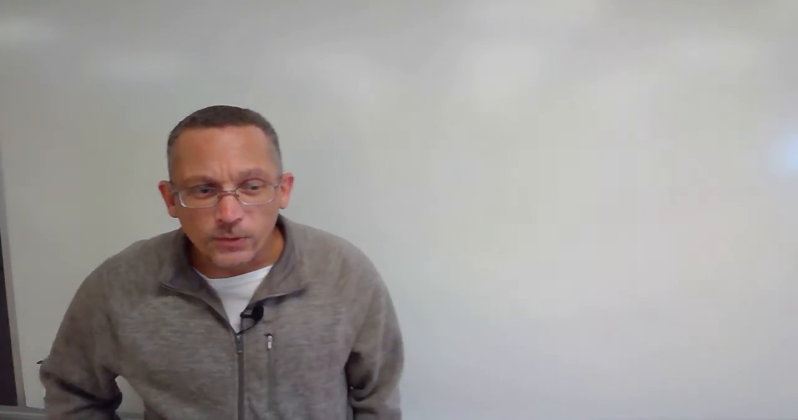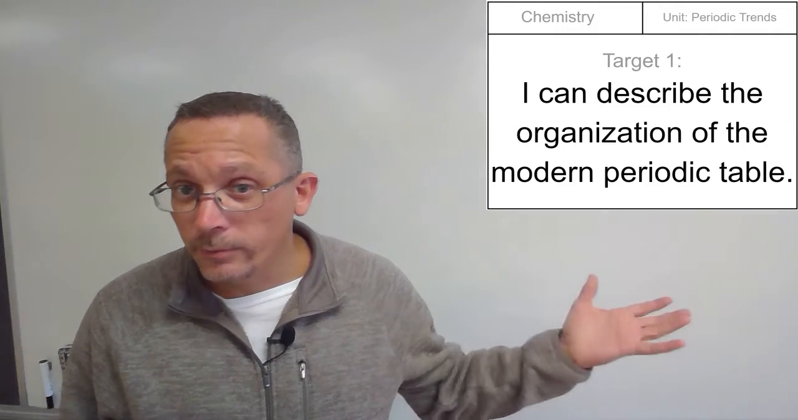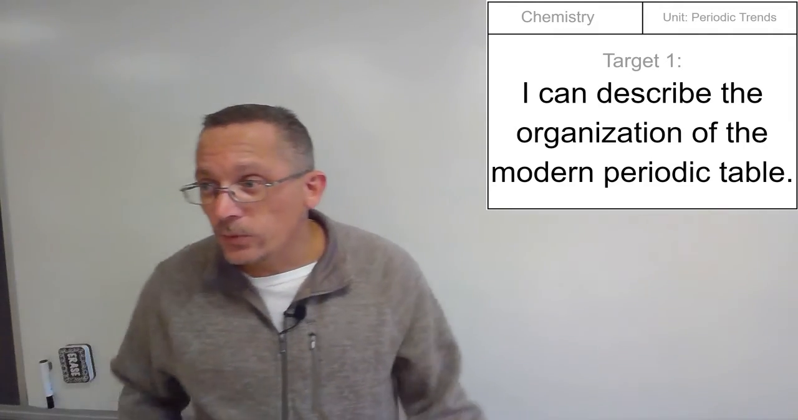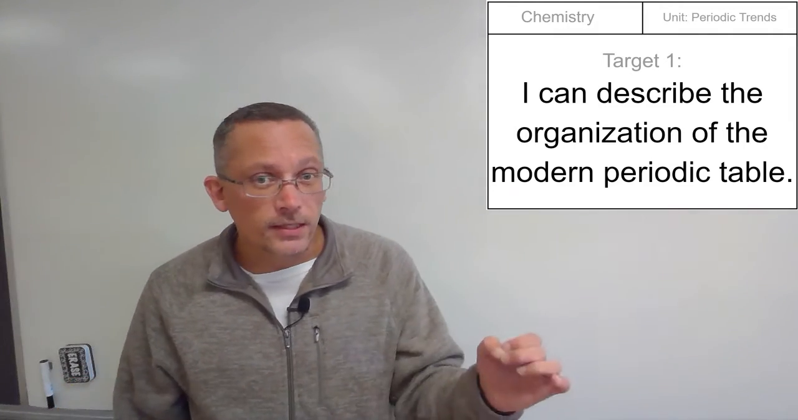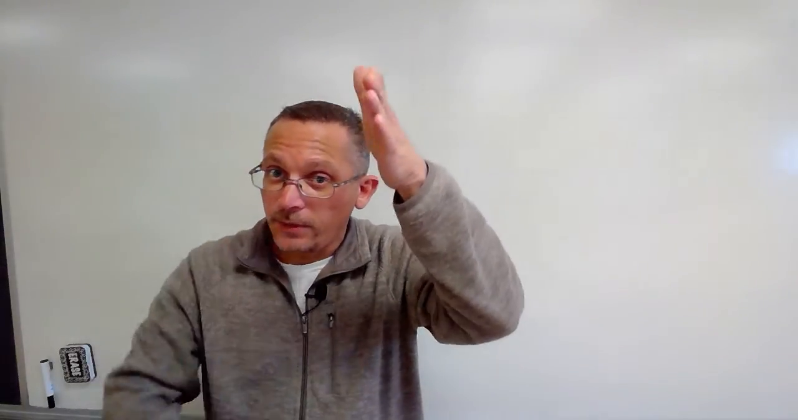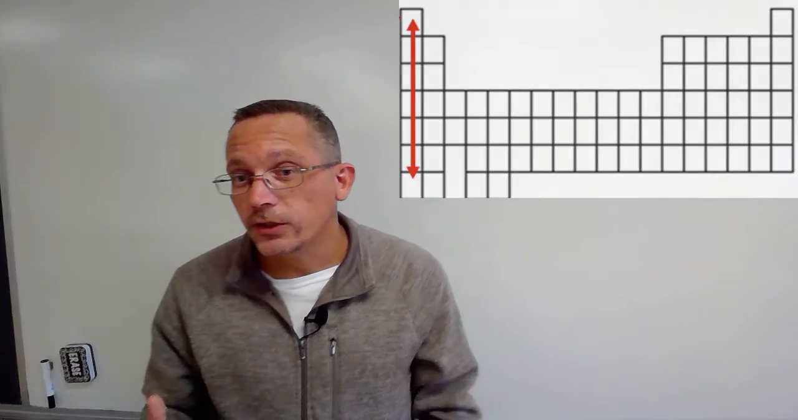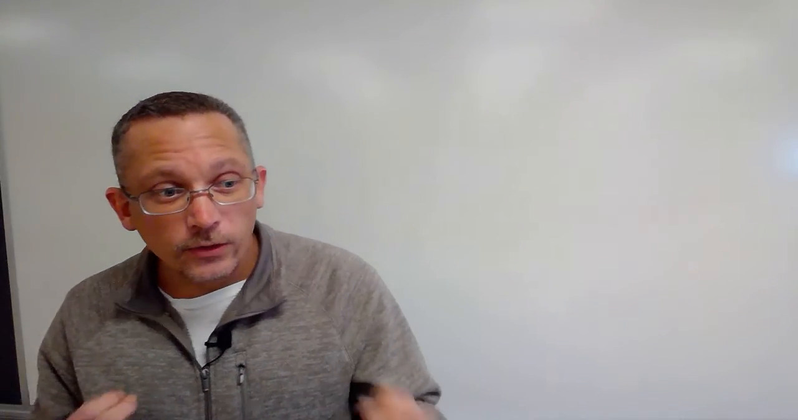Hey there, students. So we are still working on being able to describe the organization of the modern periodic table. And we had mentioned in our last lesson that elements that fall in the same column together, the same up and down column, have similar electron configurations. And those similar electron configurations cause them to behave in similar ways. So they have similar properties.